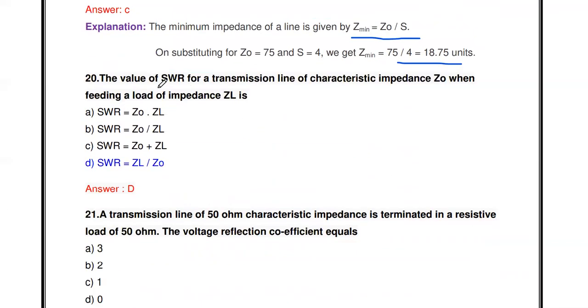Then the next question: the value of SWR for a transmission line of characteristic impedance Z0 when feeding a load of impedance ZL is dash. That is, what is the relation between SWR, characteristic impedance and the load impedance? So the SWR is nothing but the ratio of load impedance divided by characteristic impedance.